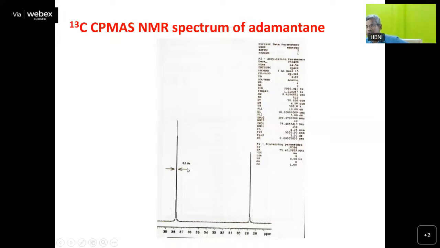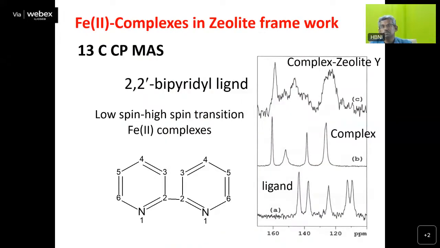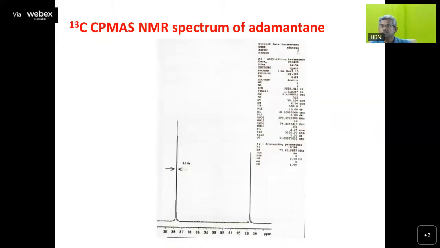If you are getting that, then we say we have achieved a perfect CP MAS condition, and you can do a good CP MAS NMR experiment. So adamantane is used as a standard to check whether we can get the Hartmann-Hahn condition, and we can go ahead with the CP MAS NMR experiment. This is the typical experiment we do for finding out whether the Hartmann-Hahn condition is achieved and whether a proper CP MAS NMR can be done or not.